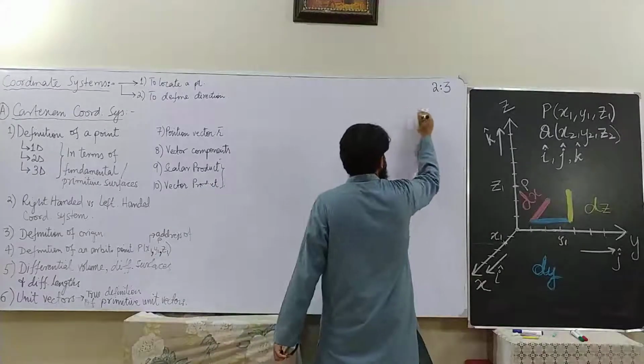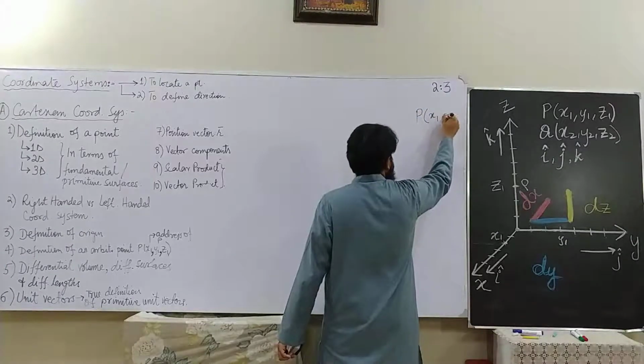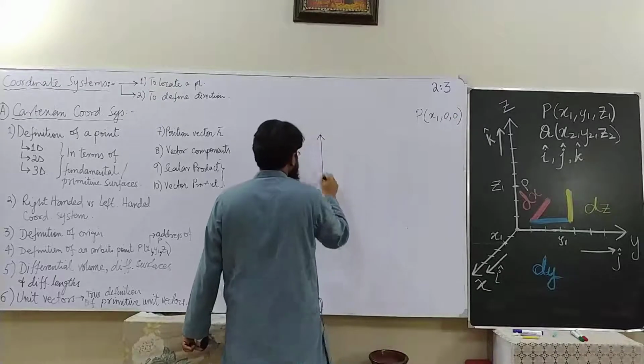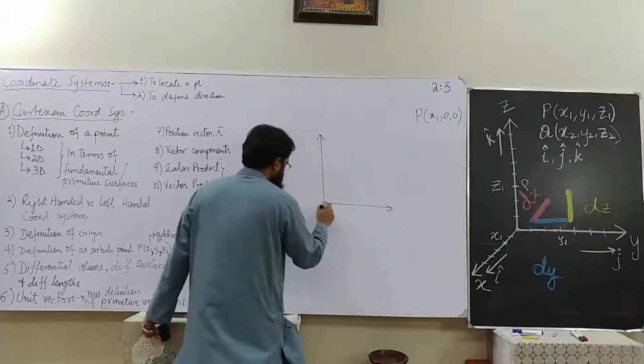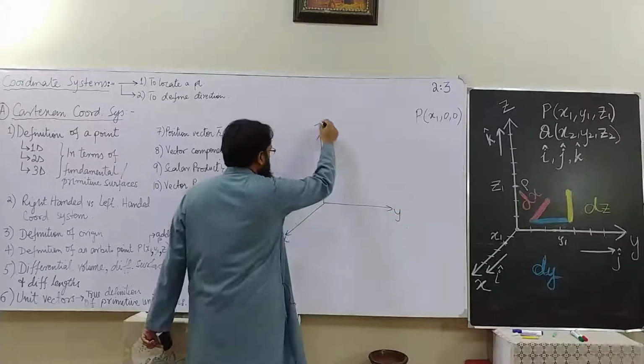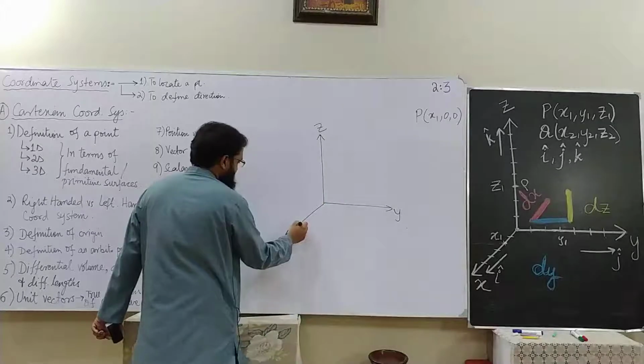Let's say we have a point P whose coordinates are x1, 0, 0. So the position vector, definitely in 3 dimensions, as we are using a right-handed coordinate system x, y, and z, means that we have a point on the x-axis.